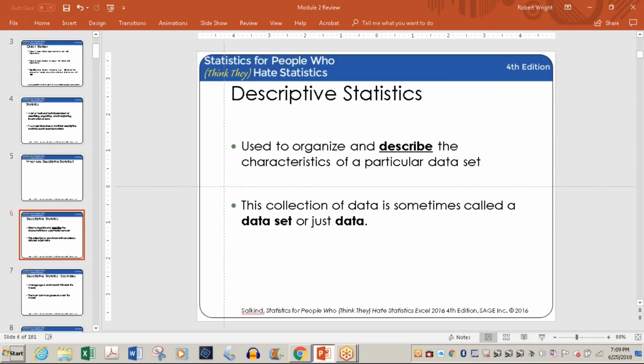Organizing and describing. Now, a lot of times you'll hear people refer to data sets. Other times you hear people refer to data. It's all the same thing. A data set is just the collection of data. It's the set of numbers, columns, results, test scores. Data is the same thing, just for some reason statisticians like these fancy words. So anyway, when they say data set or data, they're talking about the same thing.